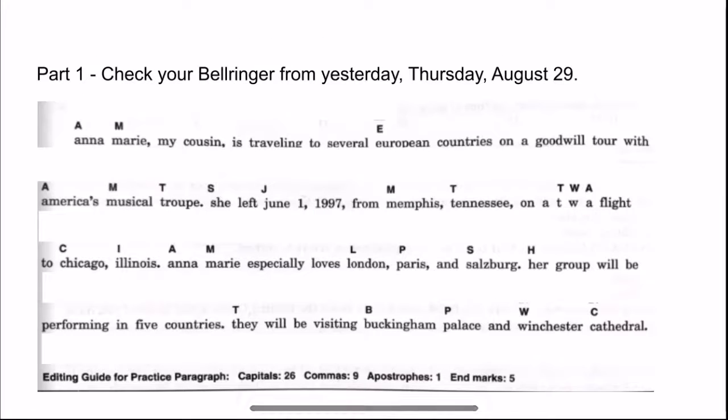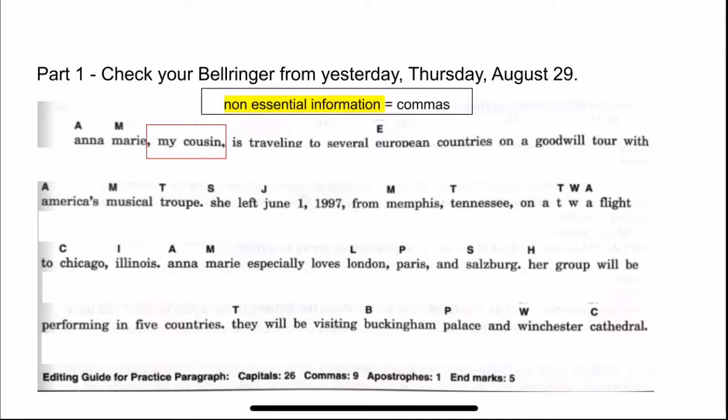Okay, everybody, I want you to check your bell ringer from yesterday. I know the capital letters are easy, the apostrophes, end marks, the commas. There's one thing I want you to make a note of, and it's in the box there. You have some non essential information, and when you have non essential information, commas should be placed around it.